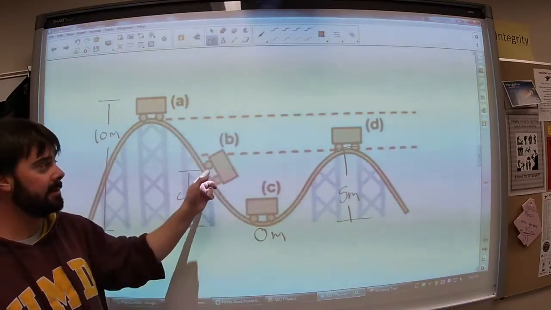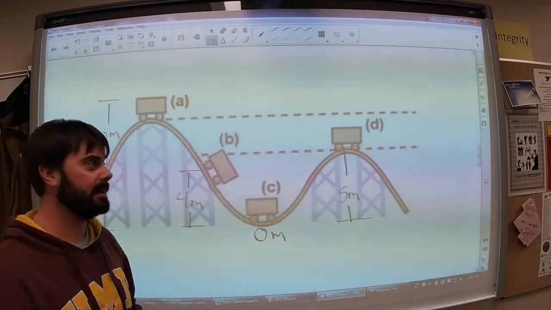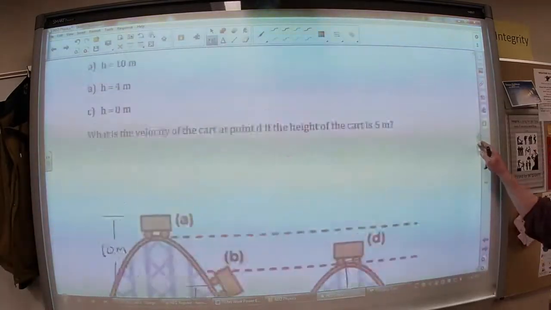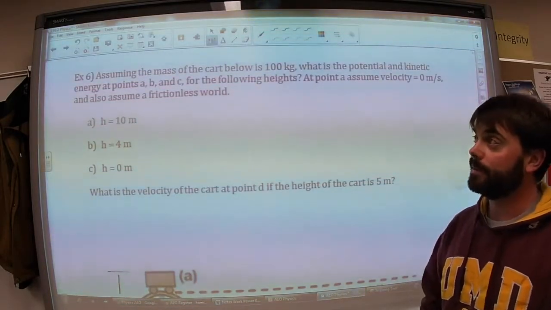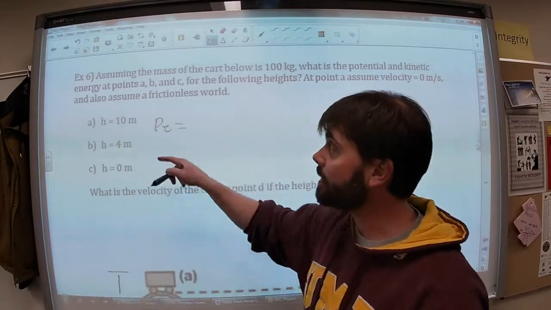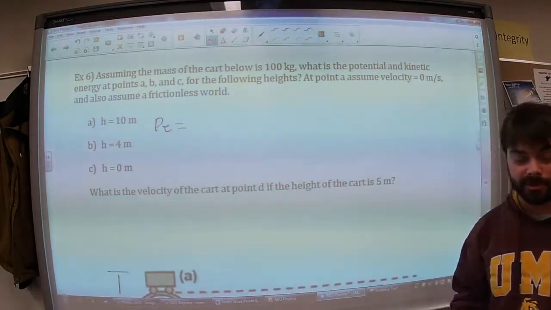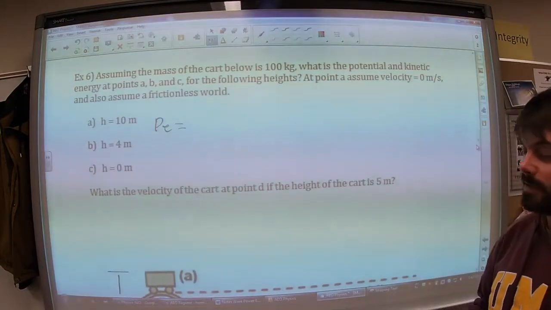In some places in between, at position B and D, there will be some potential and some kinetic. So I'll show you how we can determine that. So first thing we're going to do is figure out, well, what is our baseline? Well, if we want to figure out the potential energy of the cart when it's at its highest point, we simply do m times g times h. So the mass times the gravity times the height.